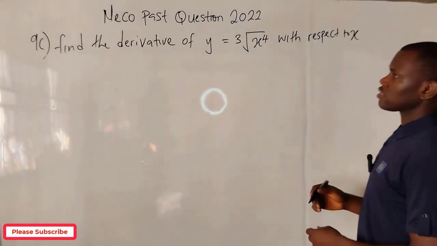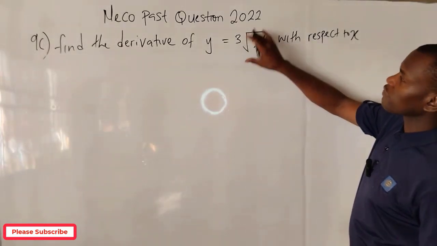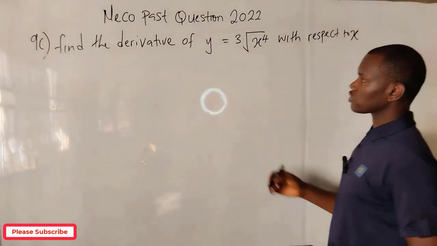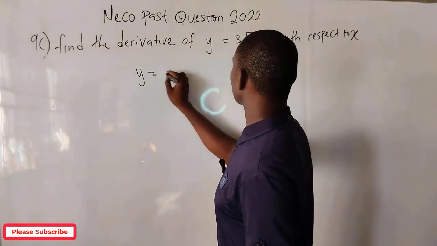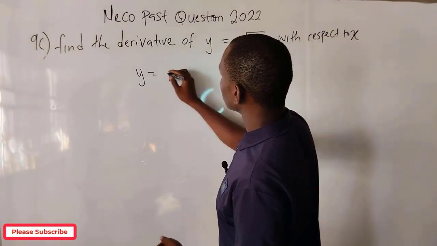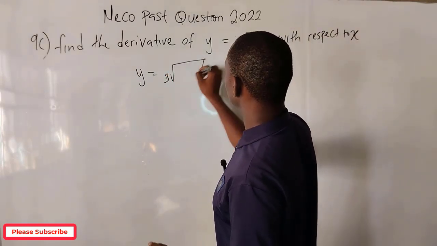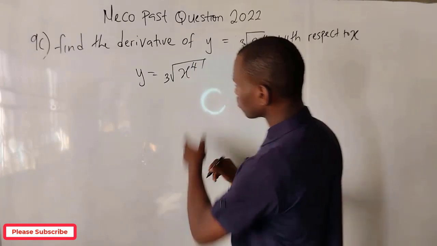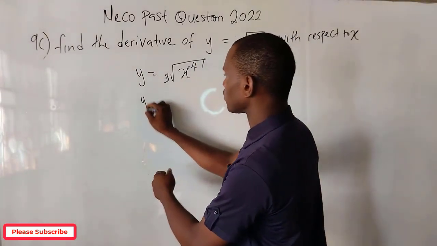So for question number 9C, we are asked to find the derivative of this. So we are going to differentiate. This is y equal to cube root of x raised to power 4. So let's deal with the cube root first.